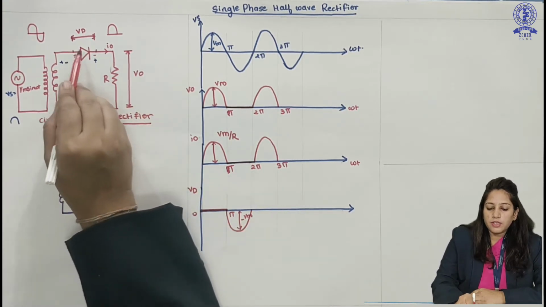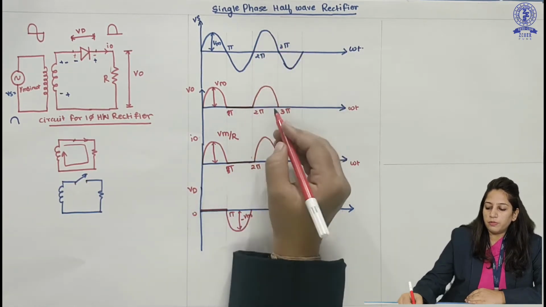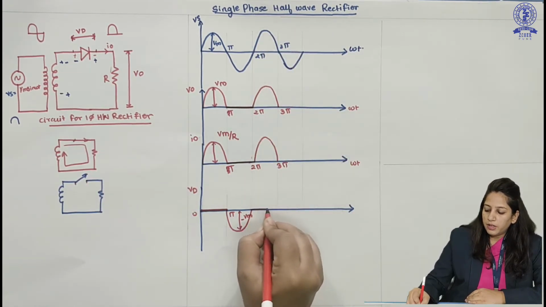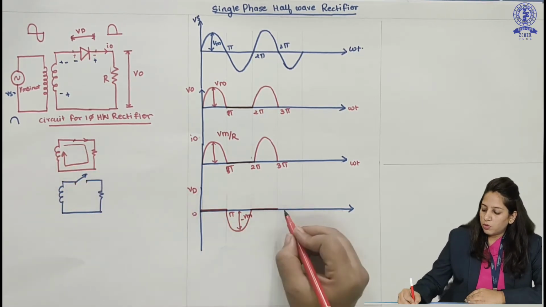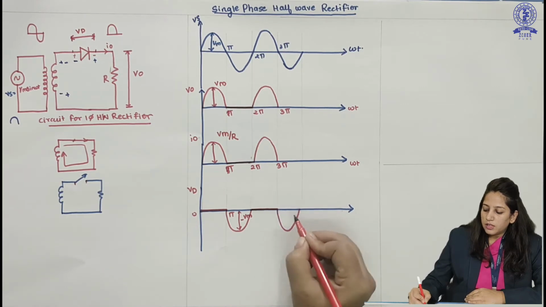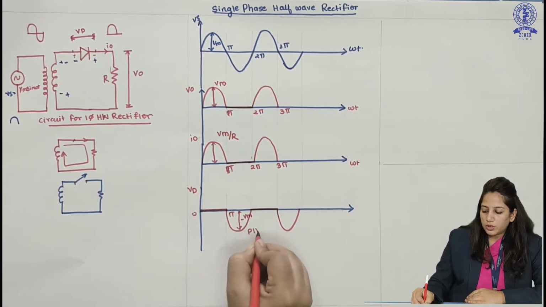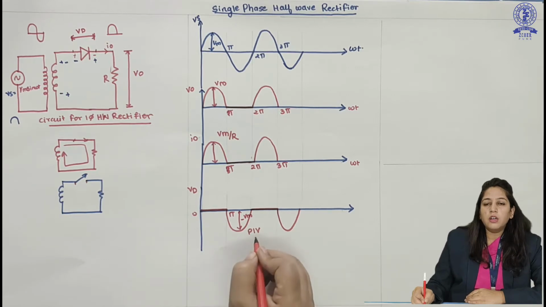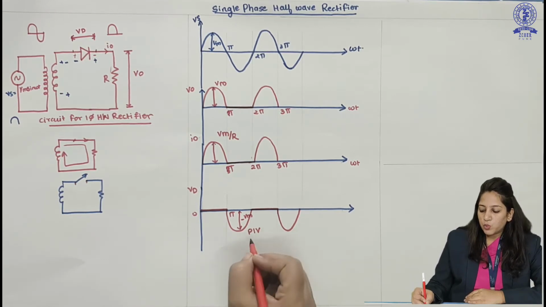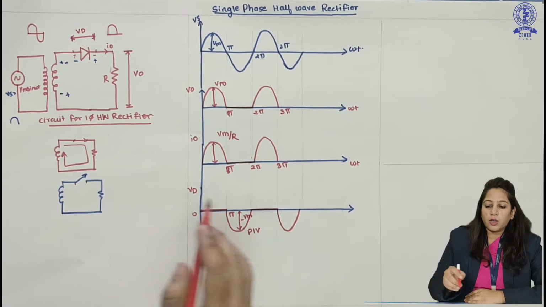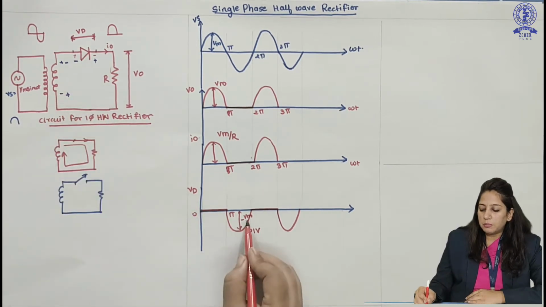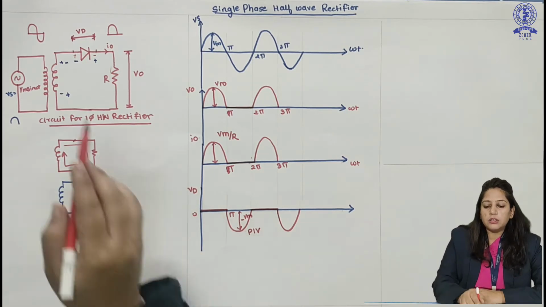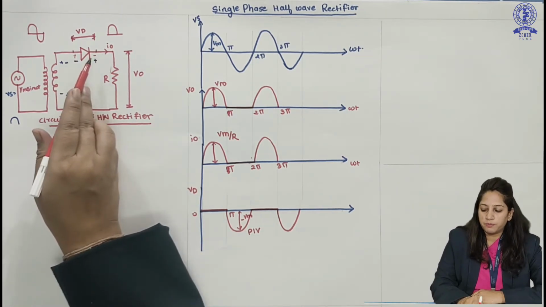For the next positive half cycle of the input wave, my diode voltage will be 0, because the diode will be a closed switch. So this will be 0, and again it will be an inverse voltage. This is also called the peak inverse voltage. This is a very important factor in any type of rectifier, because it shows the maximum voltage across the diode in the rectification process. So minus Vm is the maximum voltage across the diode in half wave rectifiers.